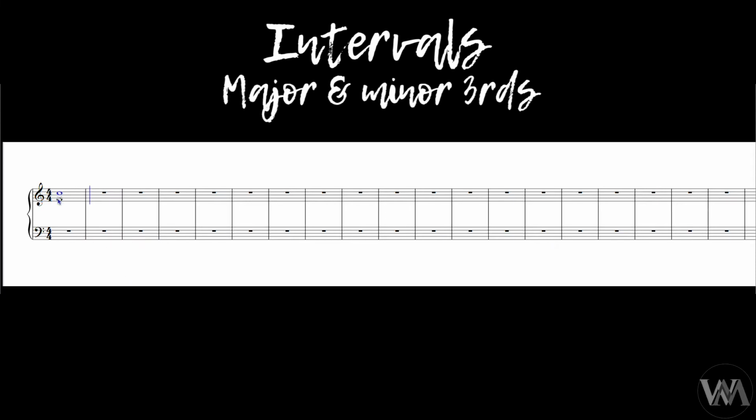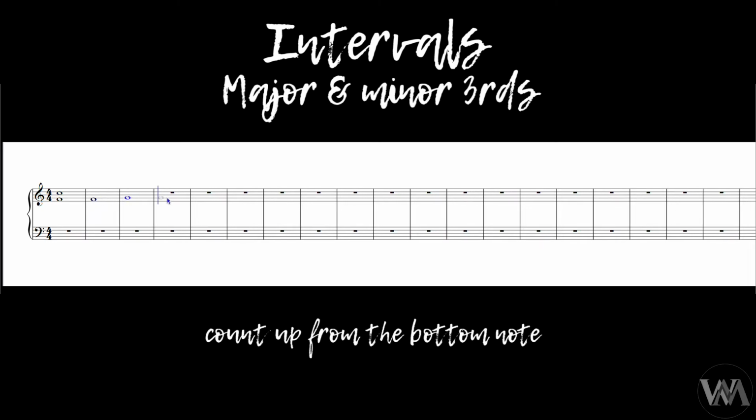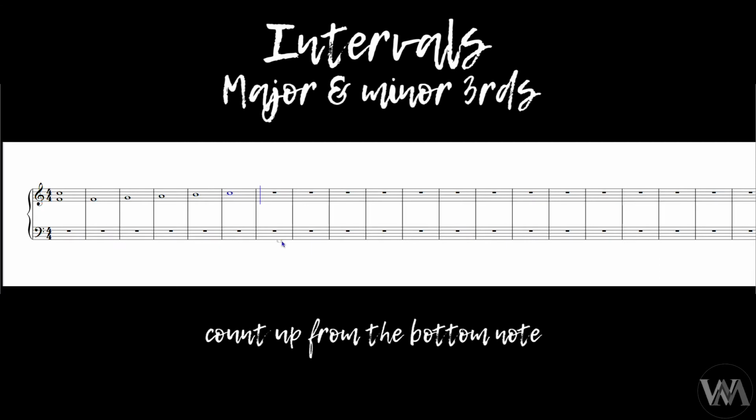Then we usually count up from the bottom note, line space, until we get to the next note. So we're going to go F, G, A, B, C. And then we count the notes: 1, 2, 3, 4, 5. And we say this is an interval of a fifth, also known as a perfect fifth.